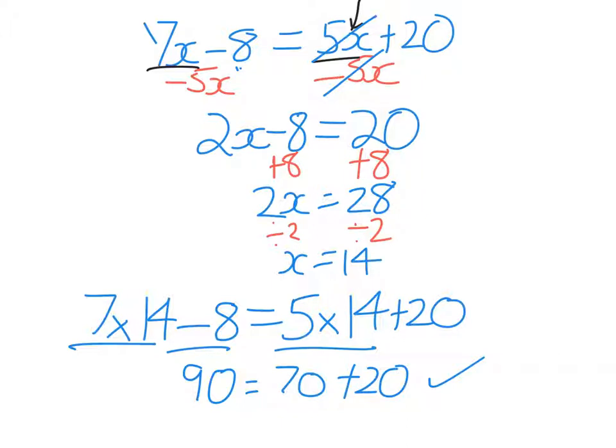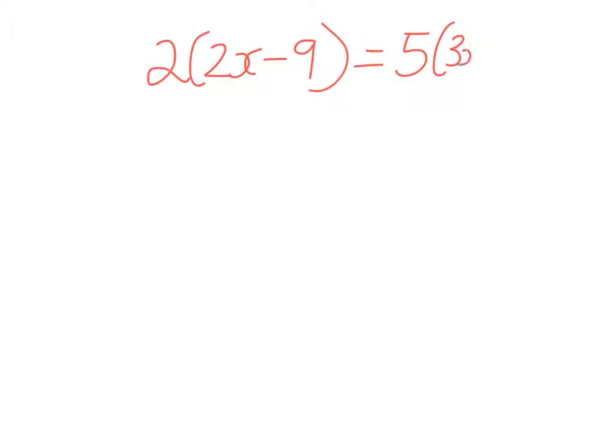We need to look at just one more example now with brackets. So similar to what happened last lesson, if we've got a pronumeral on both sides of the equation and there's brackets, we need to expand the brackets first. So let's say we have something like this: 2 times 2x minus 9 equals 5 times 3x minus 11. Let's do this one here. Not an easy one to do.